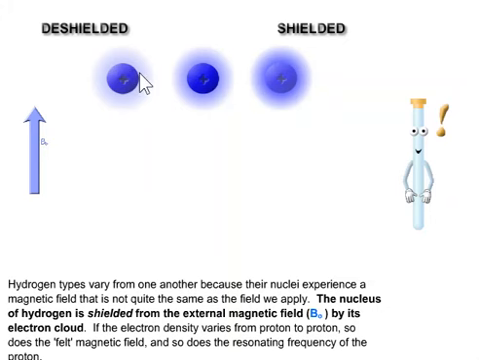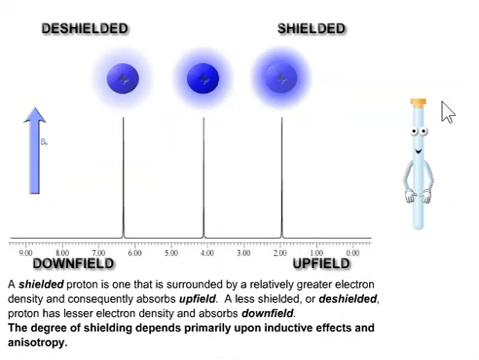Now, on the other hand, if you have a molecule that has had the electron density removed, we call it de-shielded from around the proton, then the proton feels more of the magnetic field. And so it actually takes more energy to do the spin flip, and so it ends up being downfield. Okay, and so when we have shielded molecules, the ones that have lots and lots of electron density around their protons, then it's going to be upfield, and de-shielded is downfield.